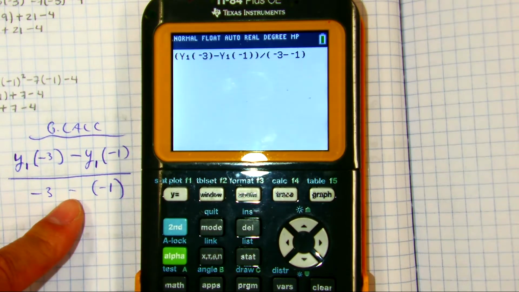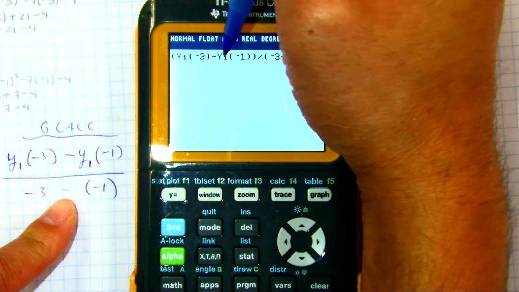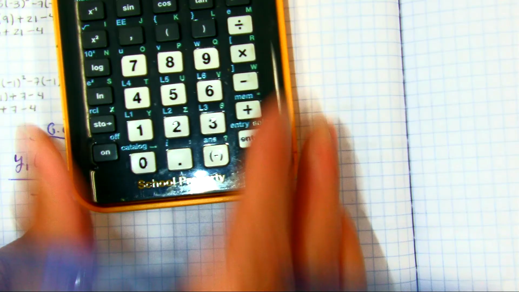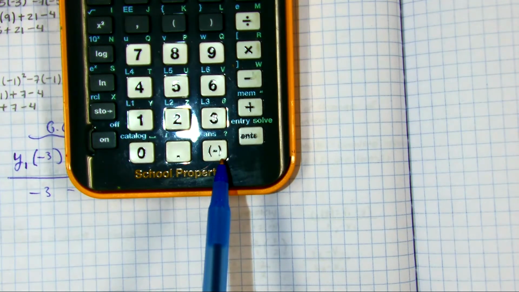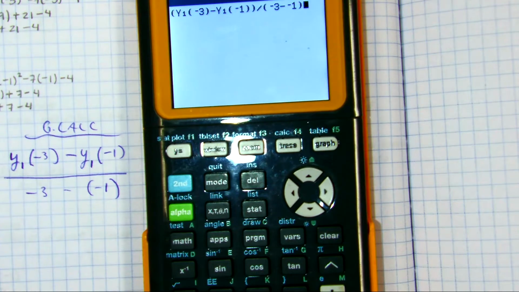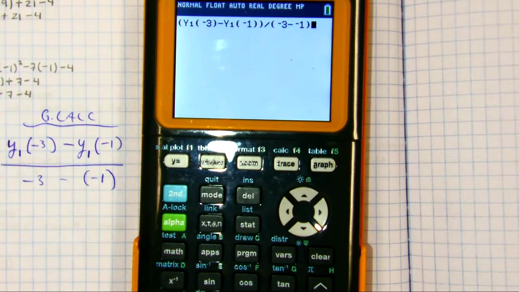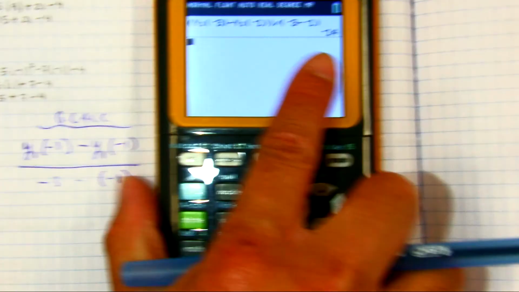Remember the difference between a negative sign and a subtraction sign, right? On the bottom of your calculator, this is probably the number one mistake for students. This is a negative sign, and this is a subtraction sign. See? Negative 14.